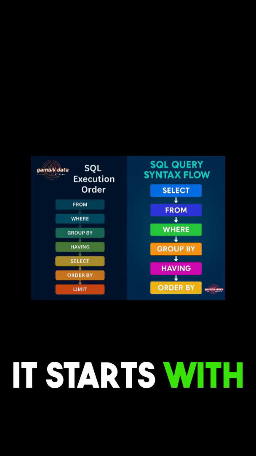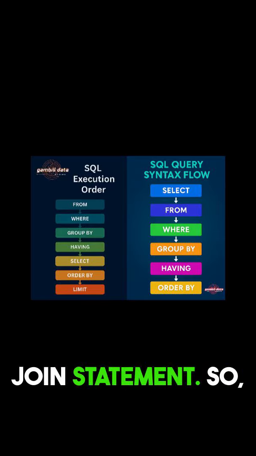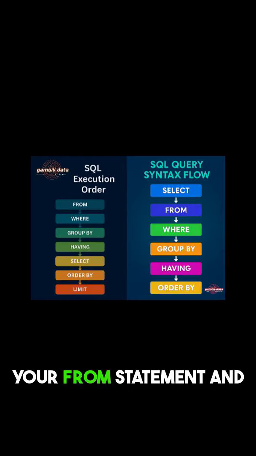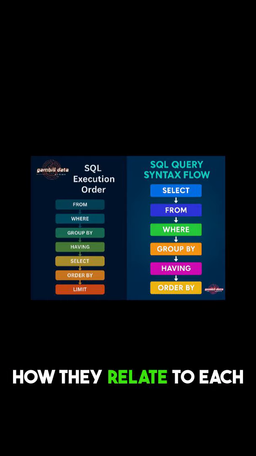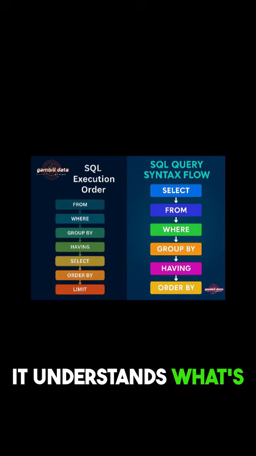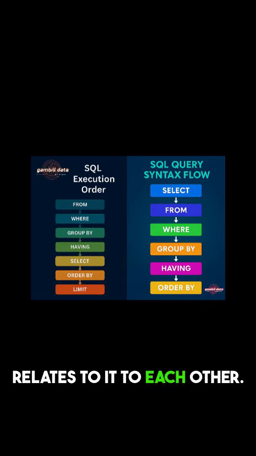So it starts with your from and your join statement. So all those tables that you're listing out in your from statement and how they relate to each other, it's going to execute that piece first so that it understands what's being used and how it relates to each other.